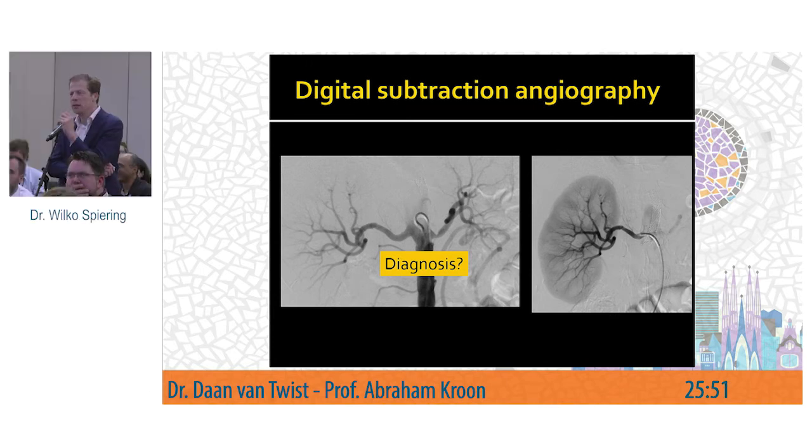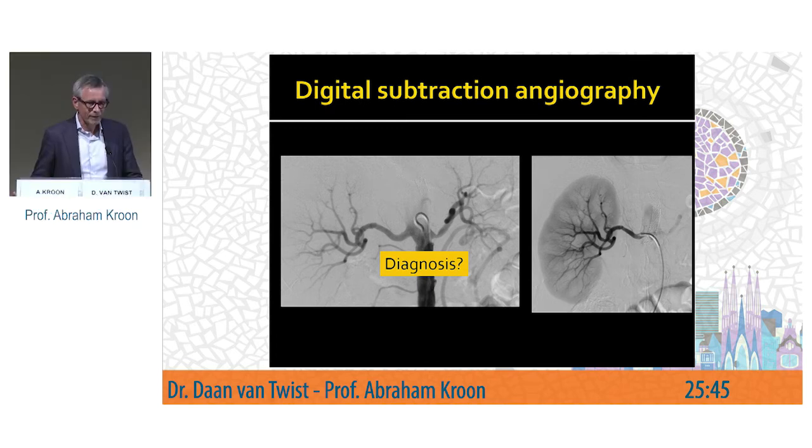Your center is an expert center on flow measurements of the renal artery. Did you do these measurements in this patient? We did. Well, I don't think we did a xenon. No, sorry, in this patient we didn't do the flow measurement, and that's due to a shortage of xenon at that time. Sorry. Otherwise, of course, I would have shown you this data.